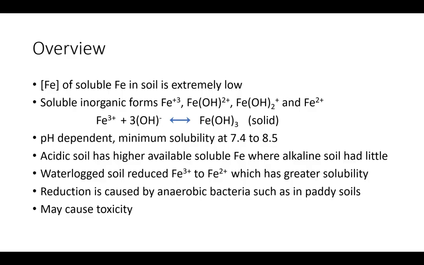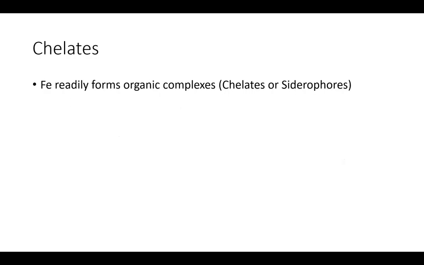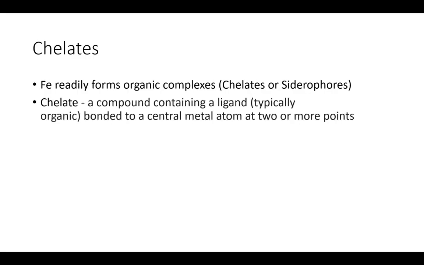This part is extremely important and interesting. We have what we call chelates. Chelates are molecules that are going to help something become more soluble. Iron readily forms organic complexes with chelates or siderophores. We're going to take a look at the difference between the two. A chelate is a compound containing a ligand, which is typically an organic compound bonded to a central metal ion at 2 or more points. So chelates are extremely important in plant mineral nutrition, or in the mineral nutrition of all organisms.